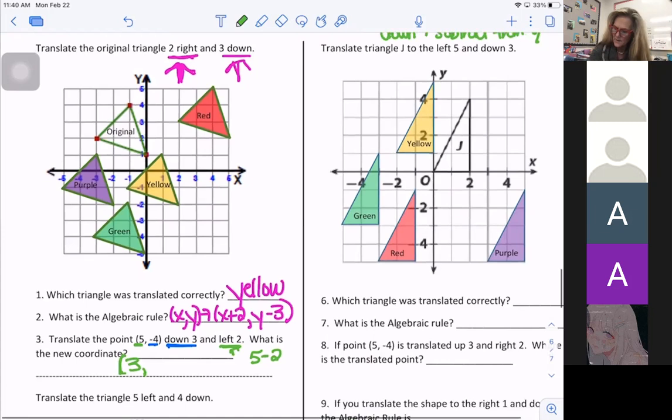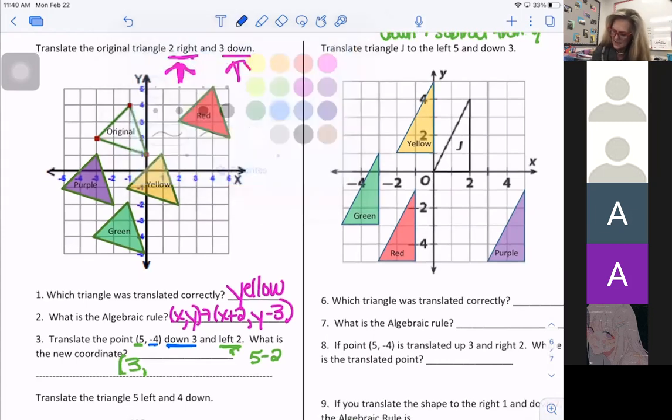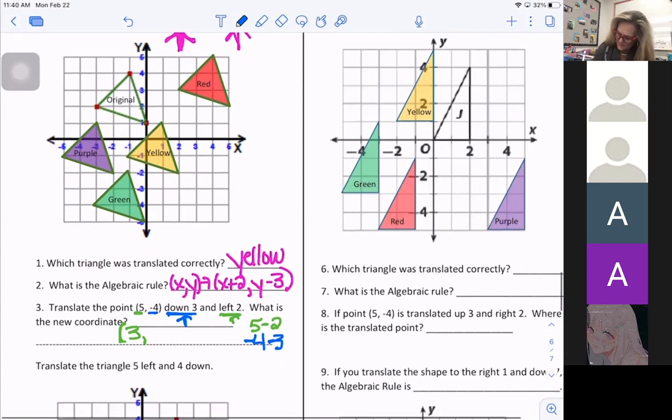Now let's talk about my y. My y is -4. And then it says down 3. What do I know about down 3? It's minus Y. It's subtracting. And what am I subtracting? It says down 3, so I'm subtracting 3. So I have -4 minus 3. What does that equal? -7.